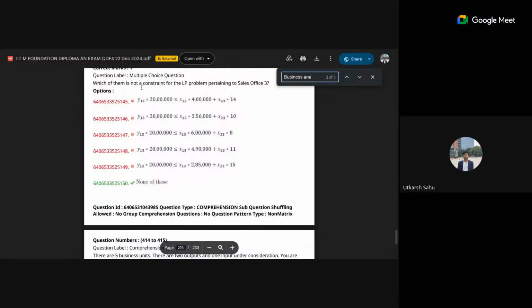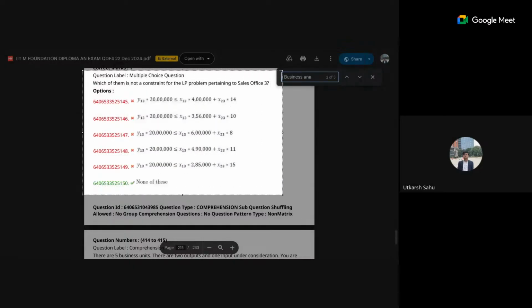Then they are asking which of them is not a constraint for the linear programming pertaining to sales office 3. Okay, sales office 3 is being discussed. So what you can see, again, this is just the same thing. This is weighted output, this is weighted input. So weighted output upon weighted input should be less than 1, right? This is basically sending the denominator to this side. That is how you end up having this one. So let's see why this was done.